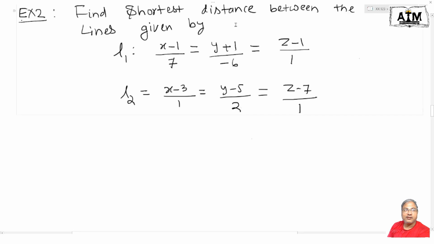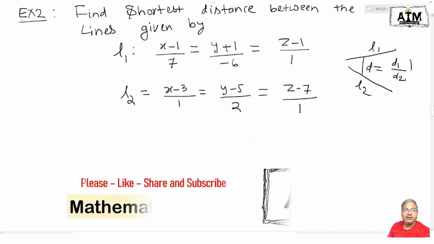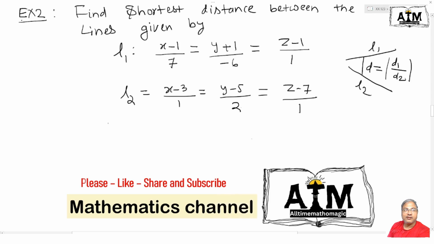Step 1. So this is the first line L1, and this is the second line L2, and this is the shortest distance between them. Shortest distance is given by d1 divided by d2 in modulus form.